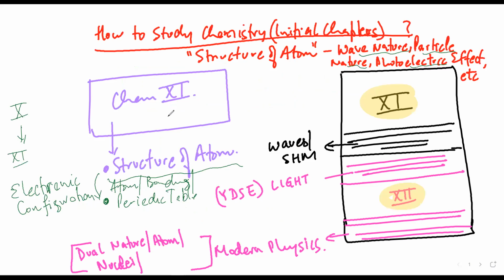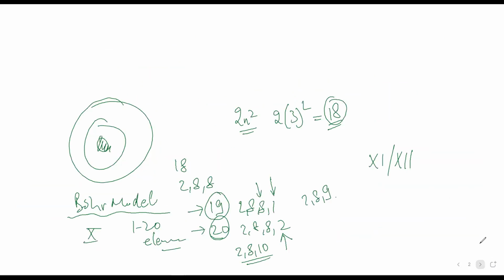So in chemistry, first chapter structure of atom, he or she will get confused about what यार ये क्या बात कर रहे हैं? What is this wave nature? What is this particle nature? What is the photoelectric effect? What is this dual nature? What is this wave nature? All these things will confuse students.